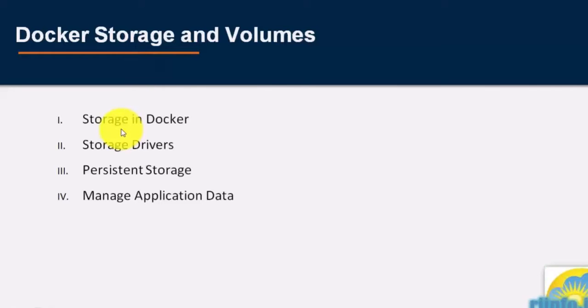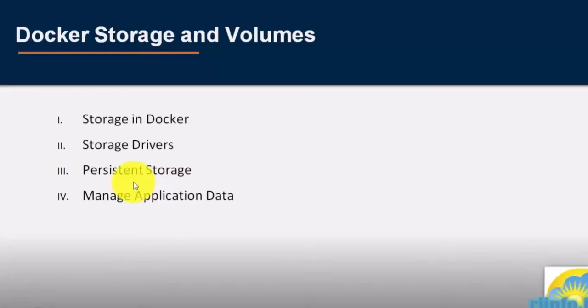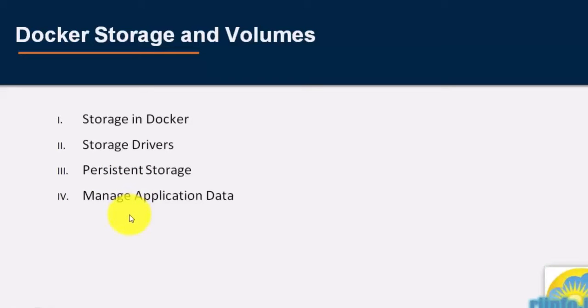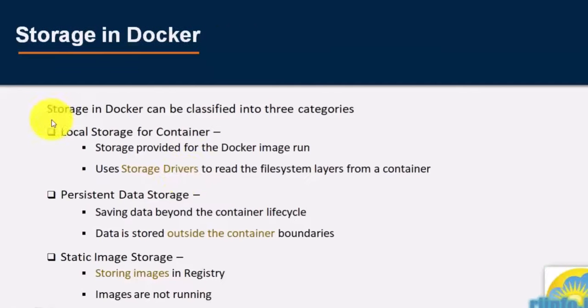In this module, we will first learn about the storage in general that is provided by Docker for running applications. We will understand the use of storage drivers and how to change the configured storage drivers on the Docker daemon. We will look into the Docker capabilities to provide persistent storage to the containers running on a Docker host. And lastly, we will learn about the various ways to manage data in a running application.